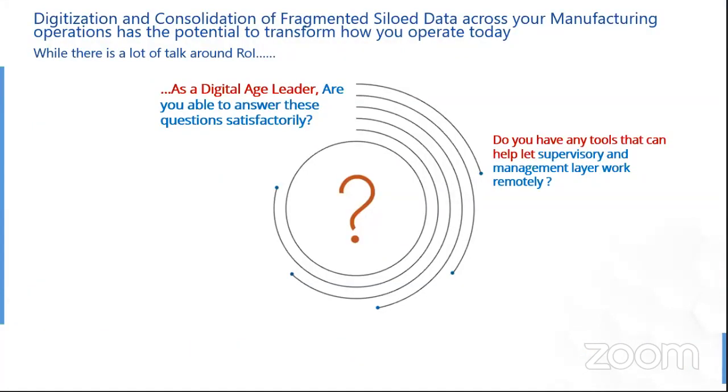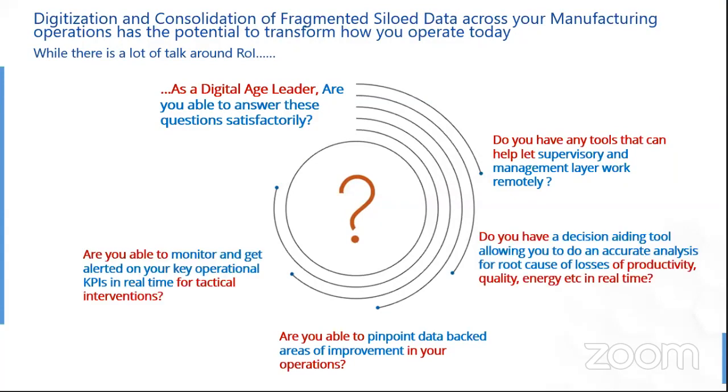So, as a digital leader, I want to answer some of these questions with respect to my manufacturing and the data related to manufacturing. Am I able to visualize my operations and do what-if analysis on them, and see how things change if I change parameters? So essentially, a digital twin.